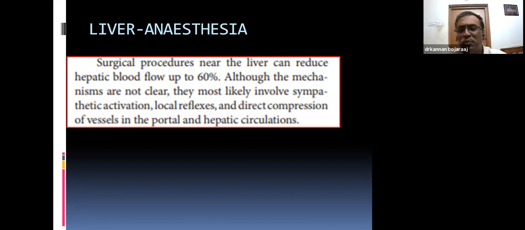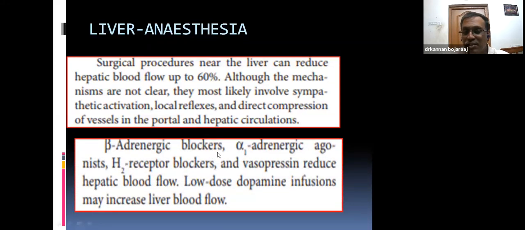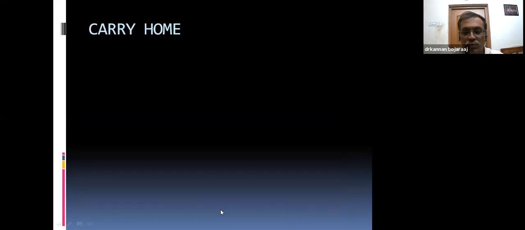Why up to 60%? Many theories are put forward, but it has still not come to a conclusion. Any surgeries near the liver will reduce the hepatic blood flow, and the mechanism is not clear. Most likely it involves sympathetic activation, local reflexes, and direct compression of the vessels of the portal and hepatic circulations, which may retard the blood flow to the liver. And these drugs, beta-adrenergic blockers, alpha-adrenergic agonists, H2 blockers, and vasopressin, are all vasoconstrictors that will reduce the hepatic blood flow, and low dose dopamine infusion may increase the liver blood flow.